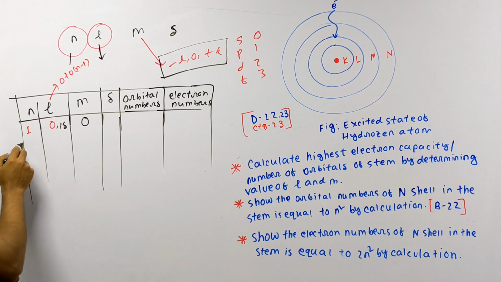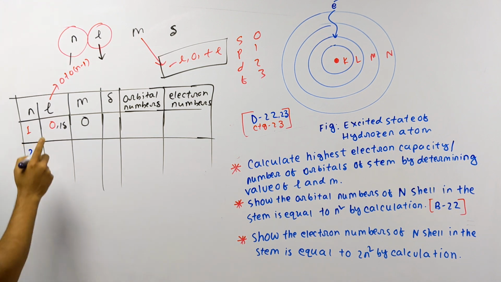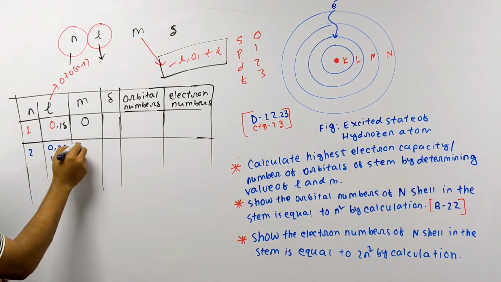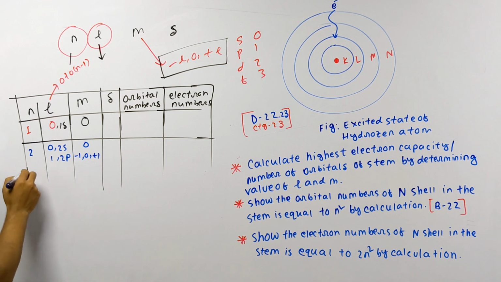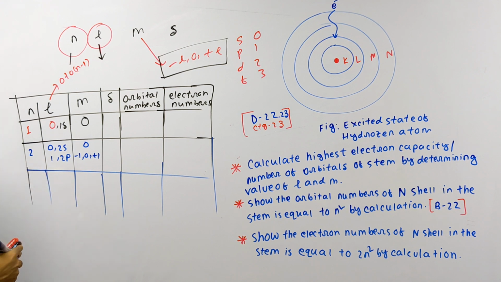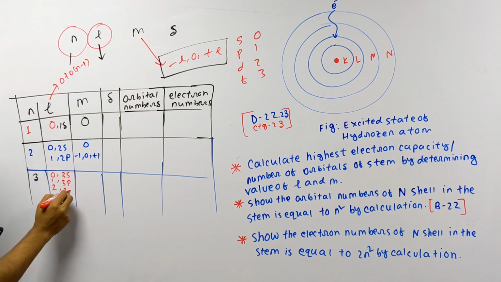Now for n equal to 2 and for n equal to 3. For n equal to 2, l should have 2 values, I mean 0 and 1. This is 2s and 2p. Then the value of m should be 0 for s, but for p the value of m should be minus 1, 0, plus 1. Now for n equal to 3, l should have 0, 1, 2. I mean this is 3s, this is 3p, and this is 3d.